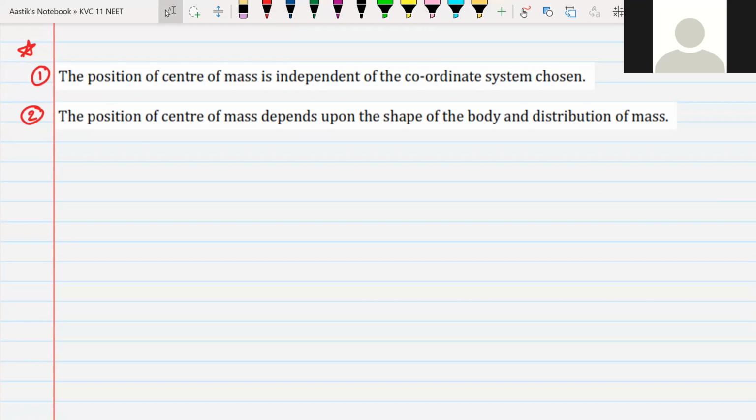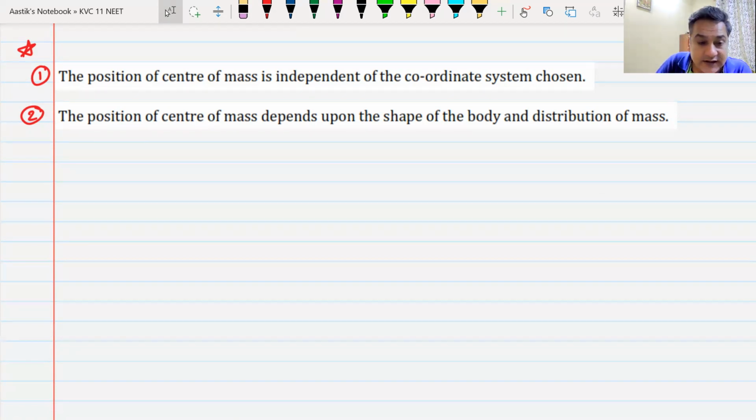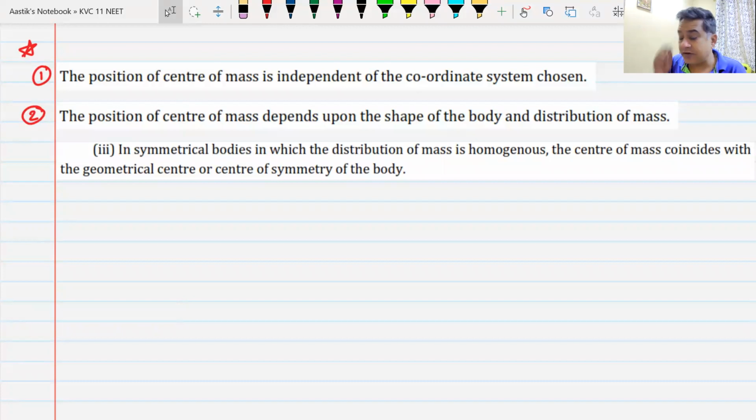Point number three. If you have a symmetrical body, I hope you understand the meaning of a symmetrical body. Do you know what is a symmetrical body, beta? A body which is uniform, a body which has got symmetry, which is similar. Then the center of mass will coincide with the center of the body. If the body is symmetrical, then the center of mass will coincide with the center of the body.